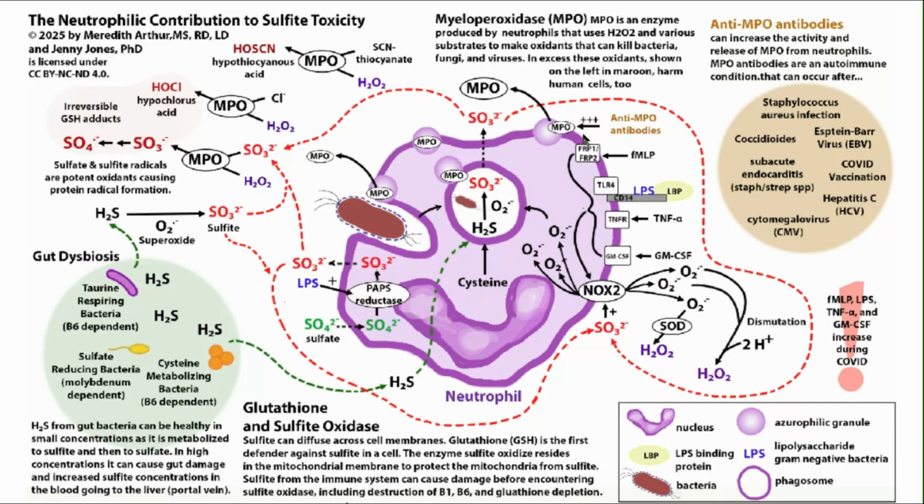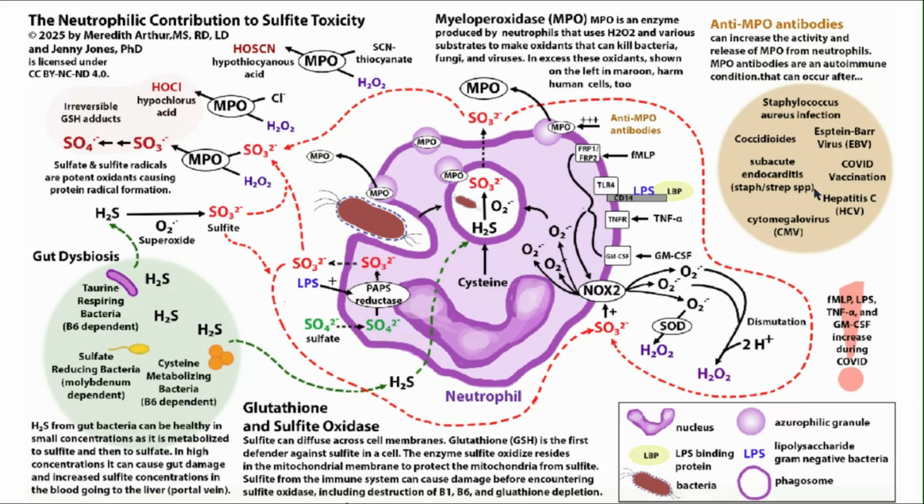But just realize that if you inhibit MPO, you definitely are going to have less of these very damaging sulfate radicals, but you're going to have more sulfite. And it's the sulfite that can bind to the specific nutrients in the body that I'm going to talk about.